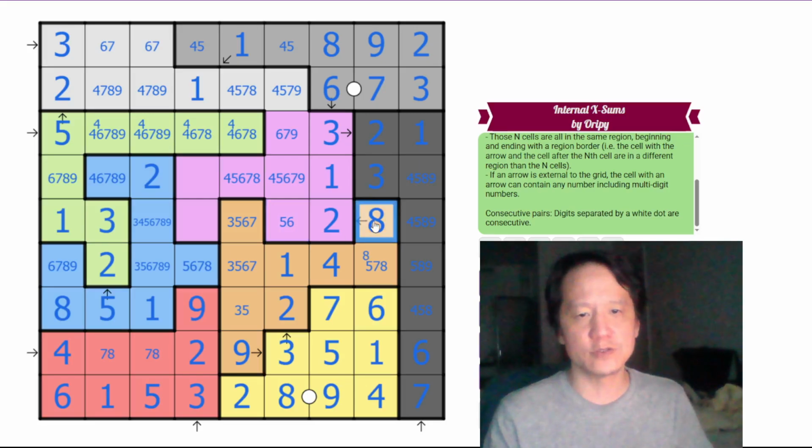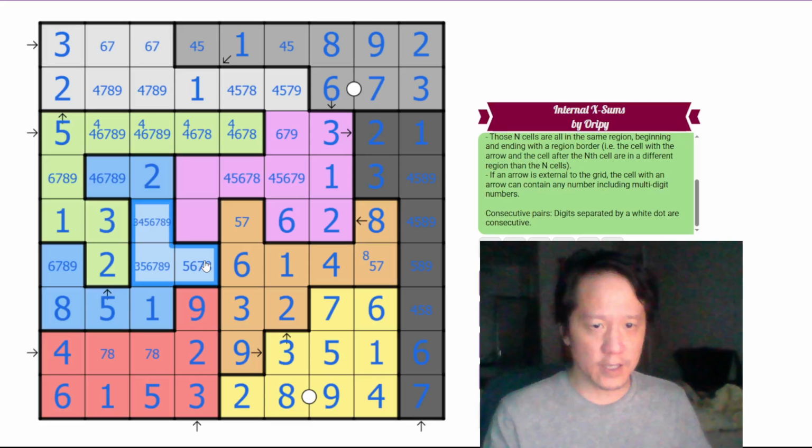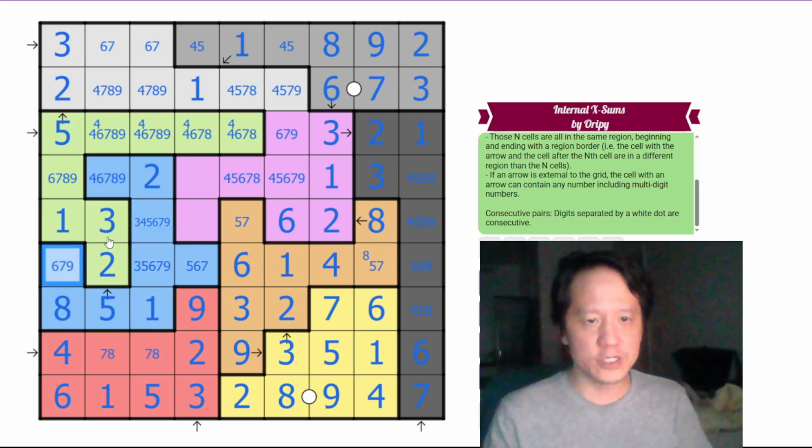This is 8, so this must be 2 and 6 added together. This can't be 3 or 6 here. This 8 eliminates 8 here. This is a 5, 7 pair in the orange region, which eliminates 5 and 7 in the rest of the region. This can't be 5. This is 3. This is 6. 8 can't be in the rest of the blue region, and this can't be 6. This can't be 6 or 8. This can't be 6 here.